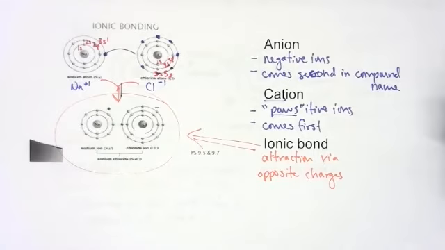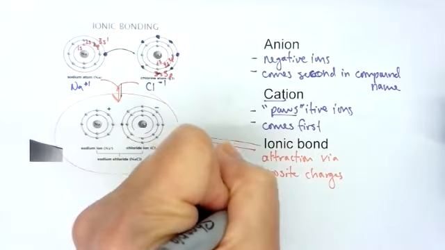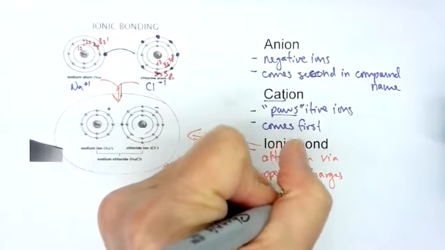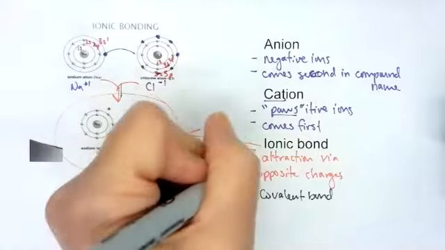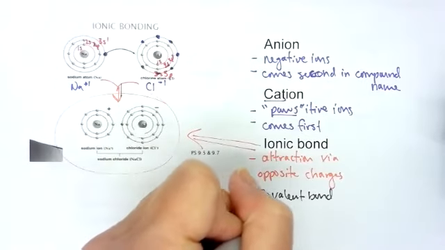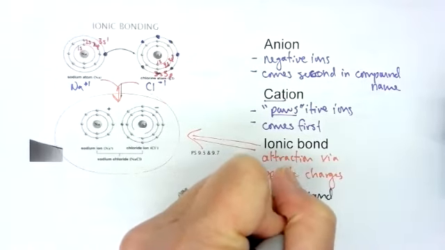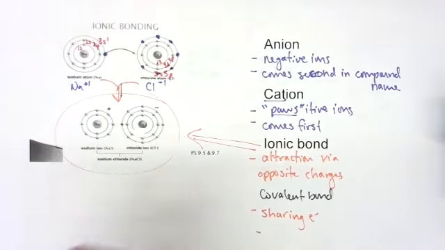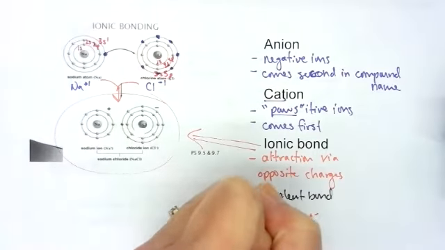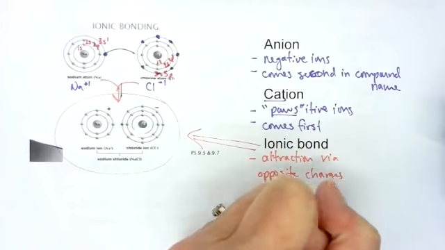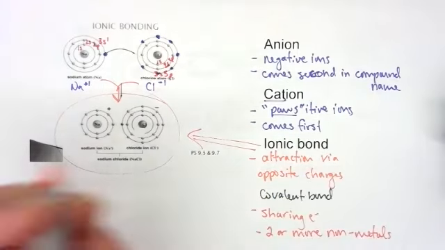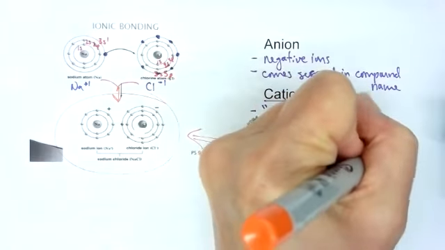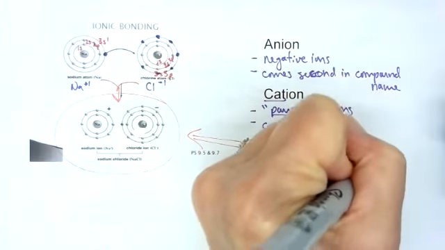All right, let's also add a covalent bond here. So here we said we have attraction via opposite charges. A covalent bond is sharing electrons. And the other thing is we said covalent bonds are between 2 or more nonmetals, and an ionic bond is between a metal and 1 or more nonmetals.